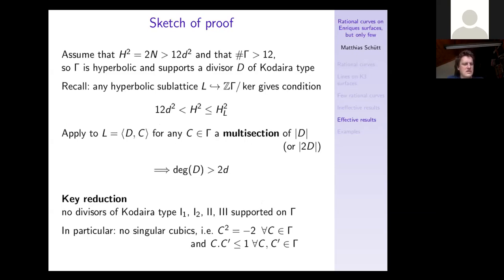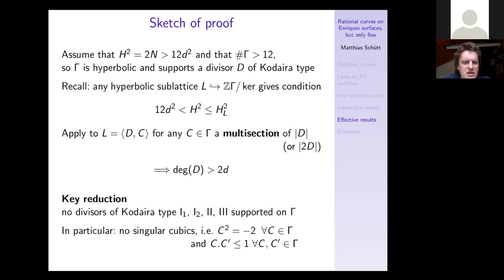So we assume that the polarization is big enough. That means h squared is greater than 12 d squared. And we assume that there are more than 12 rational curves of degree at most d. So by what we've seen before, gamma is hyperbolic and it supports a divisor D of Kodaira type. Now, let's recall the bound we had for a hyperbolic lattice. Here we obtain this by modding out Z gamma by the kernel, which gives us this inequality. The polarization square is bounded by this intrinsic polarization square. And of course, on the other hand, we know this is at least 12 d squared.